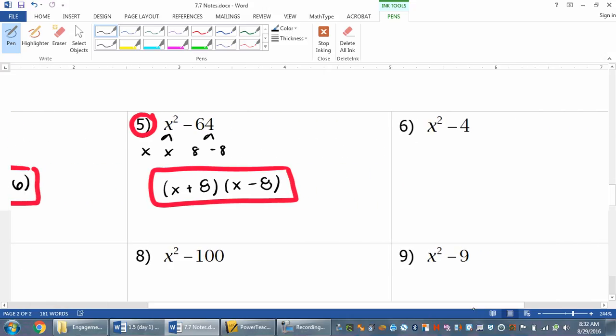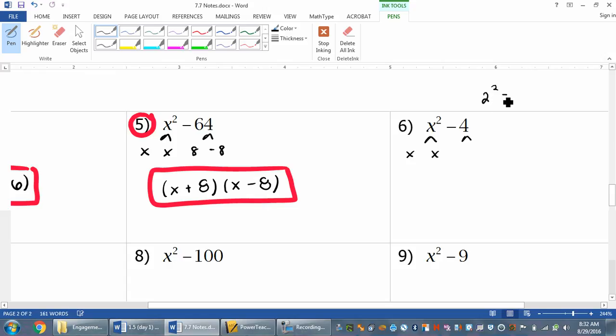All right, let's go ahead and do 6. X squared is x and x, and then on the front, remember 2 squared is 4. So since it's 2 squared, I'm going to break it up as 2 and negative 2. But I'm going to get this 2 and negative 2 because I need to make factors of negative 4. The only way to get to a negative number is a positive times a negative. It's going to be x plus 2, x minus 2.